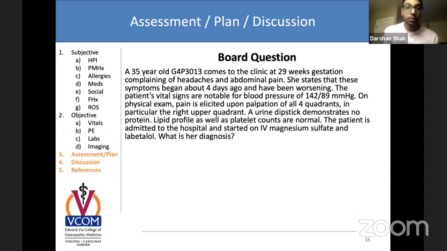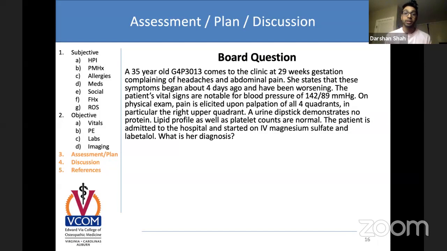Okay, so a 35-year-old G4P3013 comes to the clinic at 29 weeks gestation complaining of headaches and abdominal pain. She states that these symptoms began about 4 days ago and have been worsening. The patient's vital signs are notable for blood pressure of 142/89. On physical exam, pain is elicited upon palpation of all 4 quadrants, in particular the right upper quadrant.